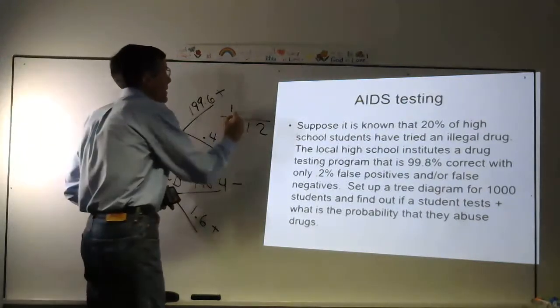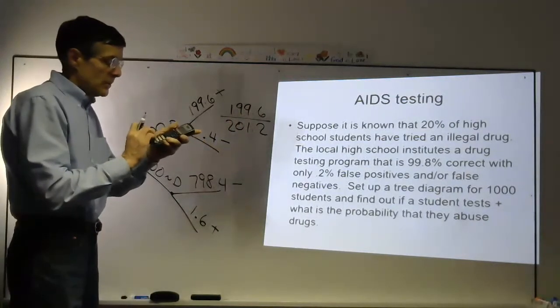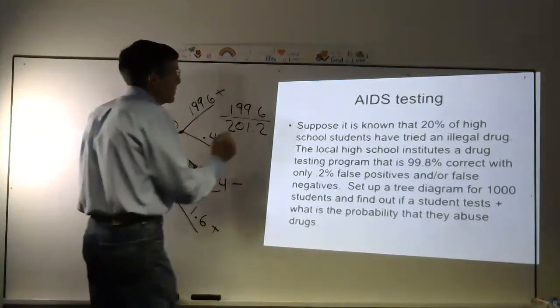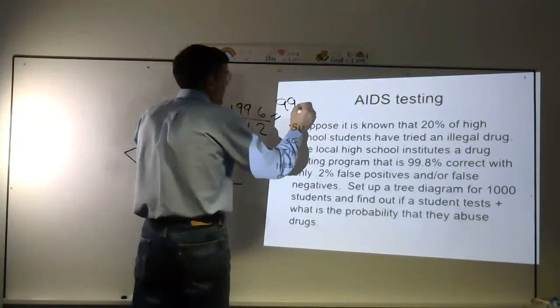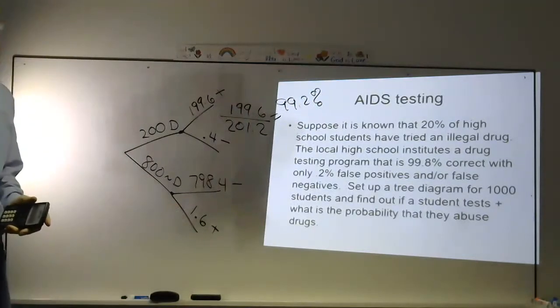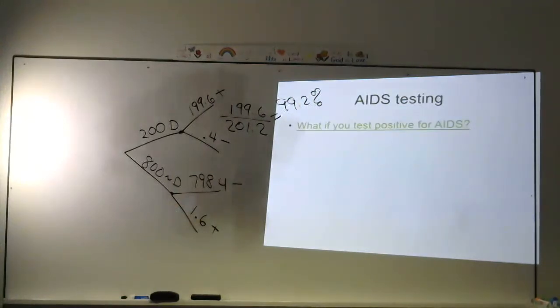The 199.6 goes on the top. Divided by 201.2, and I get the probability that they abuse drugs is about 99.2%. Okay? In all likelihood, they do abuse drugs. Okay.